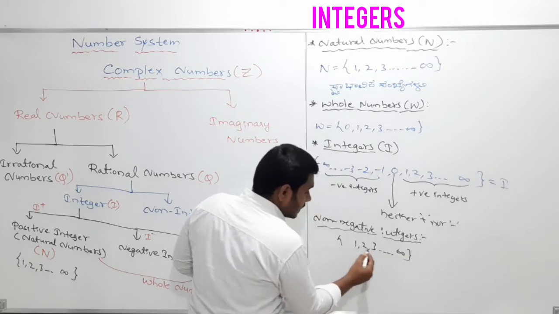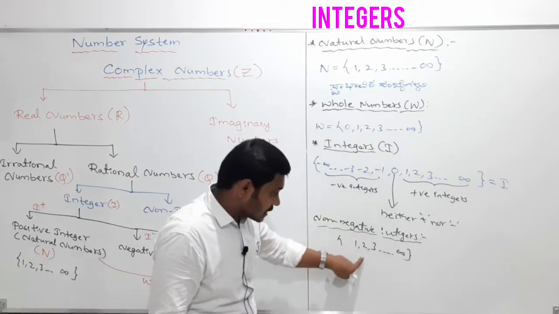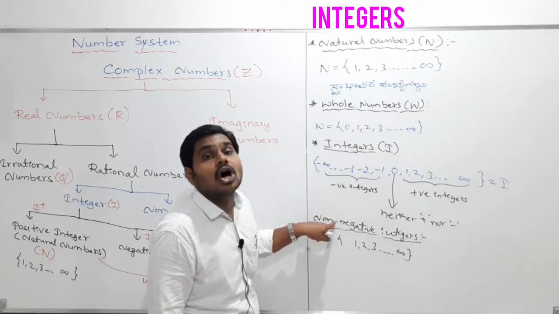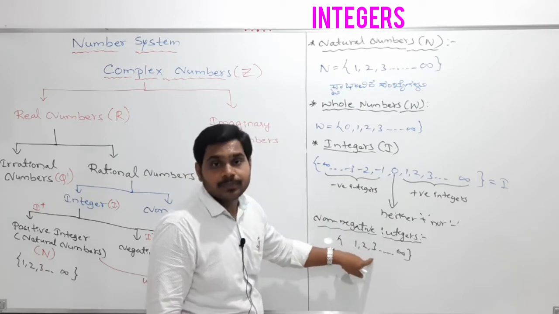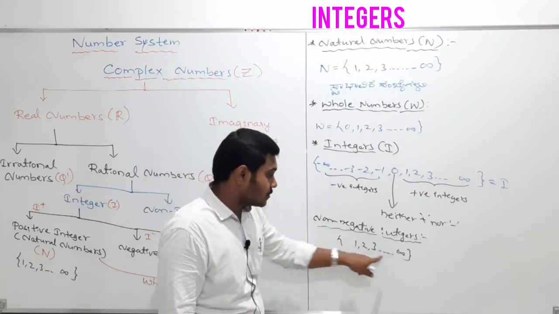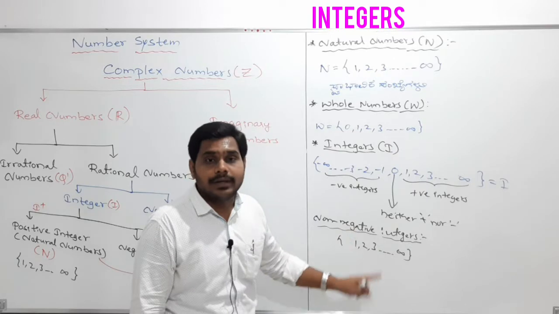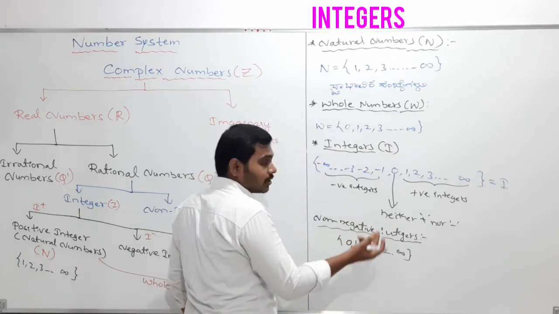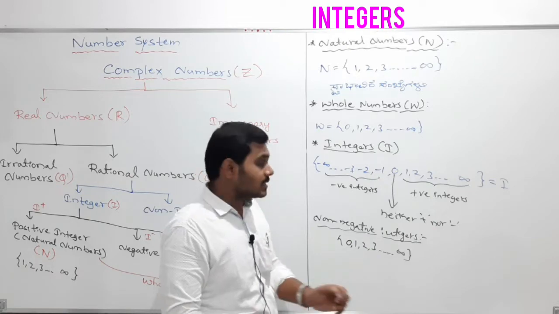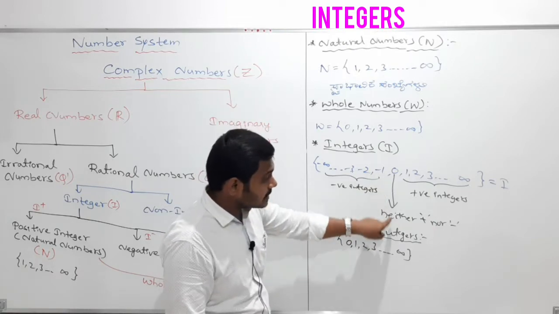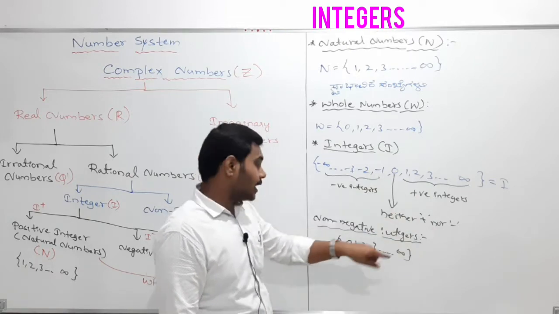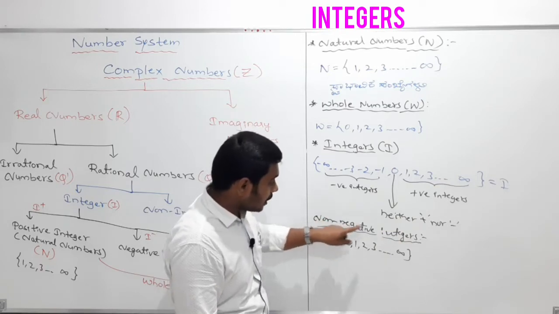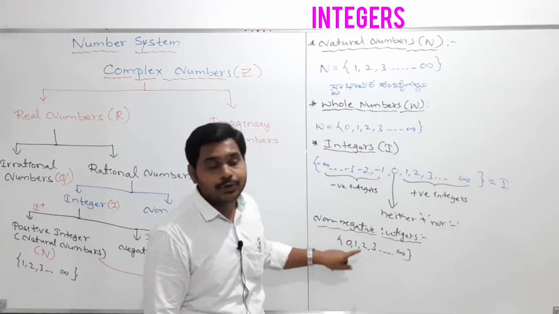My dear students, these are all the integers which are not negative. So therefore 1, 2, 3, and so on, we can call non-negative integers. So here you can include 0, because 0 is neither positive nor negative. Therefore to the non-negative integers we can include 0.